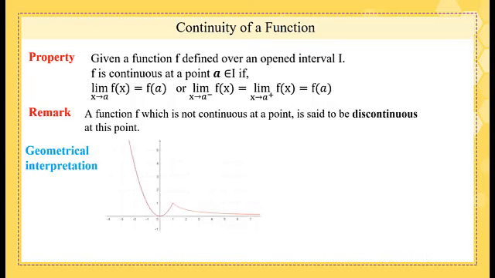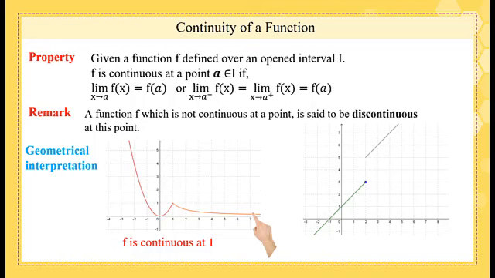Geometrical interpretation. We can see this curve. You can see how it is continuous at 1. There is no gap, no hole. See how it is drawn without any break. The second graph: you can see here f is not continuous at 2, and you can see that there's a gap. See how the hand is drawing, and it has a jump to complete the drawing.